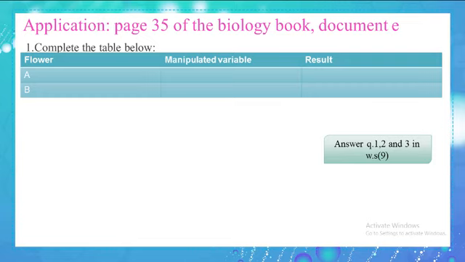What is the difference between flower A and flower B? What was added only to one flower and not added to the other? We have what? The presence or absence of ink, since ink was added only to one flower. So in case A we are going to say the presence of ink, while for B we will say the absence of ink.